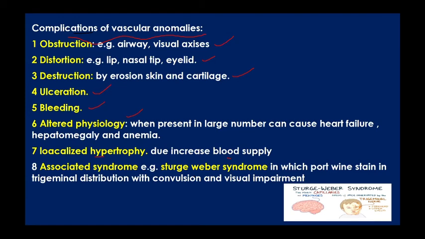Associated syndrome: there is Sturge-Weber syndrome, which is associated with AV malformation, which is port wine stain, trigeminal disturbance, convulsion and visual impairment. Why? There is capillary malformation in the meninges and also in the area of the face innervated by the trigeminal nerve.